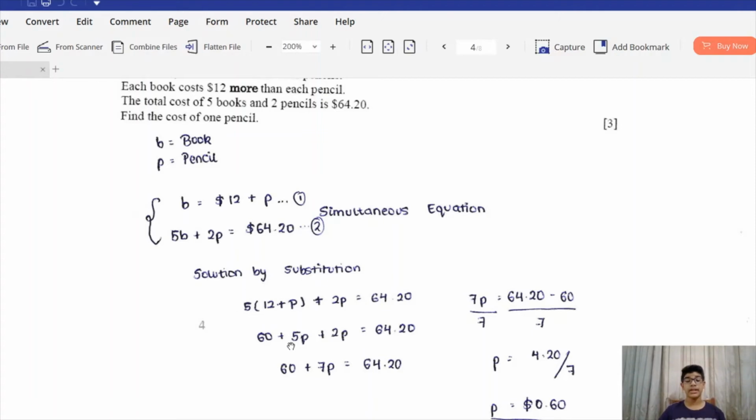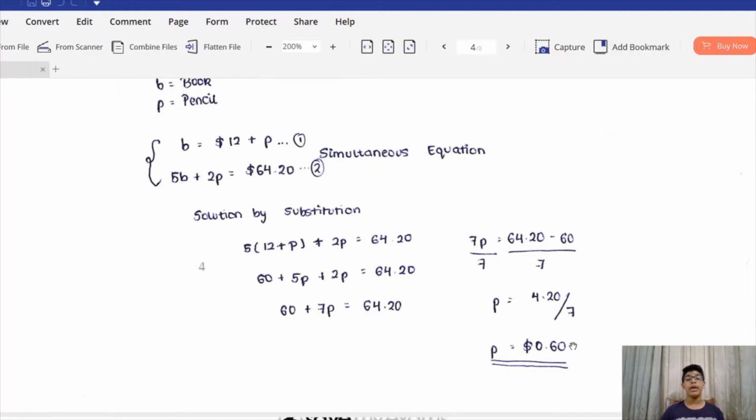So open the brackets now. So 5 times 12 is 60. 5 times P is 5P. So 60 plus 5P plus 2P is equal to 64.20. Collect like terms. 7P is equal to 64.20 minus 60. So 7P is basically equal to 4.20. Divide both sides by 7 because we want to isolate P. And we'll get that the value of 1 pencil is 60 cents.